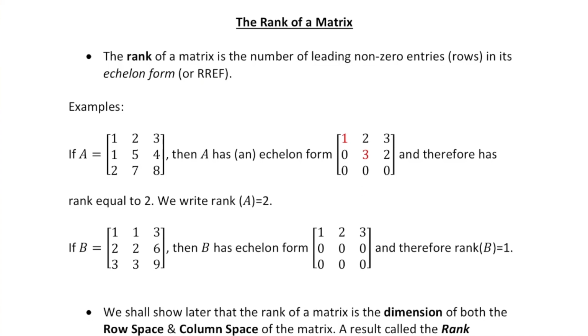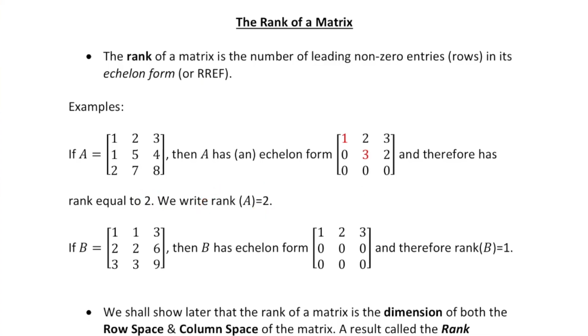Now you notice these leading entries I have in red. How many of them are there? There's 2, or you could say there's 2 non-zero rows. In any case, this matrix therefore has rank 2, and we write rank A equals 2.